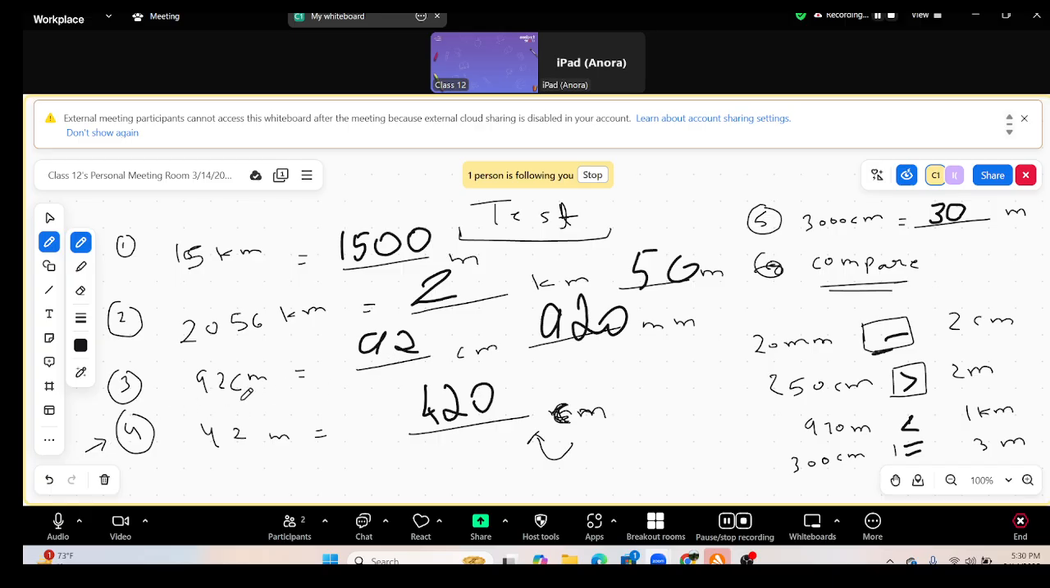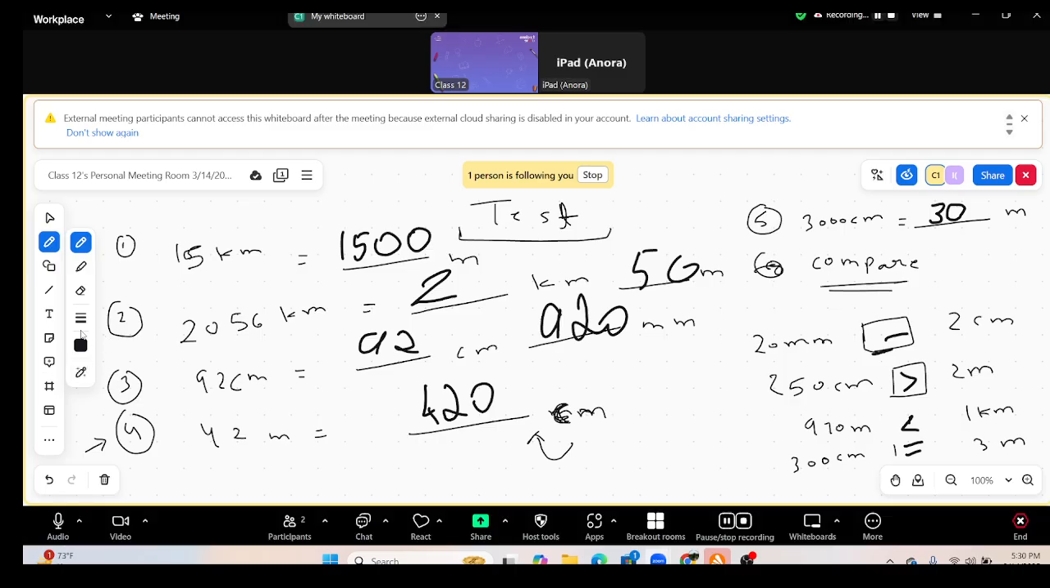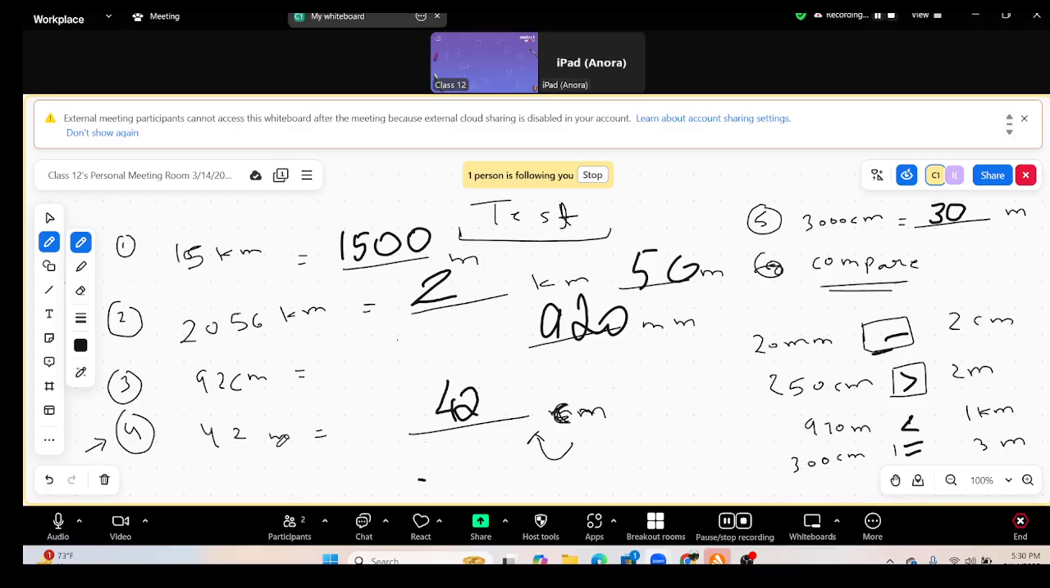Fourth one. Okay. Would you divide meter to... I'm just kidding. So what is your answer? 42 meter into centimeter. I'll tell you.